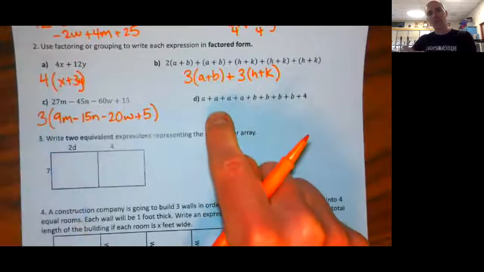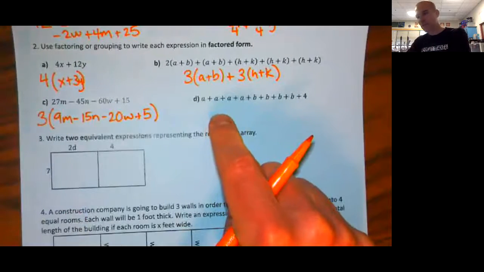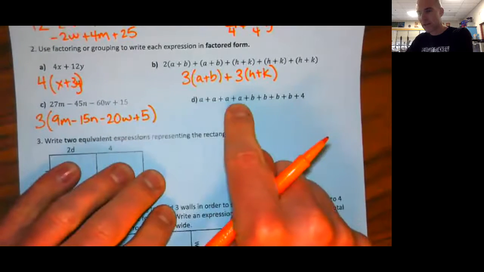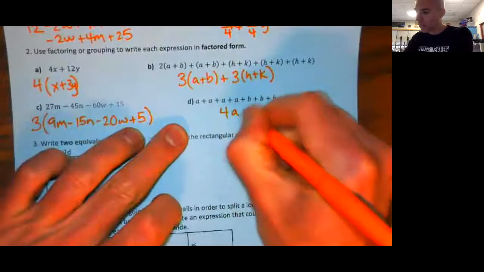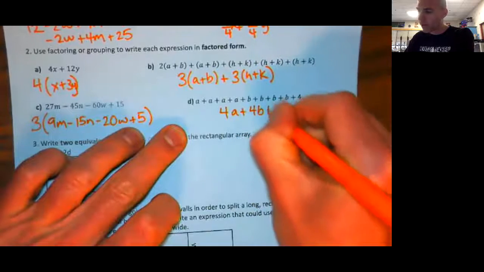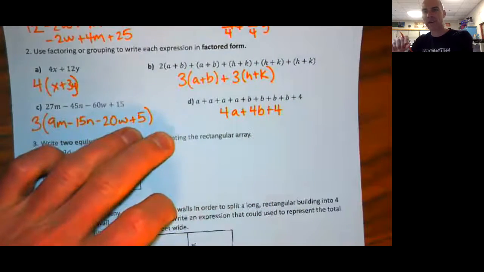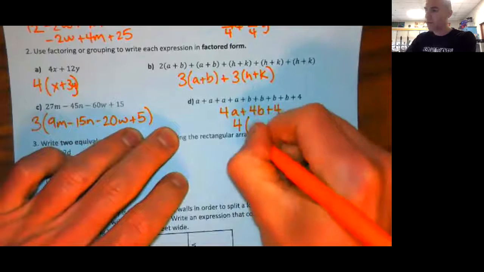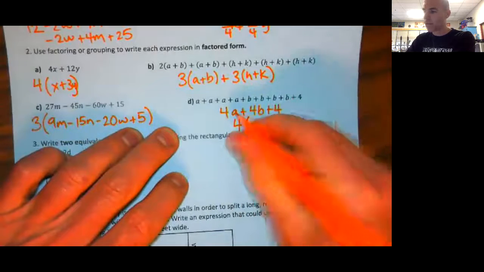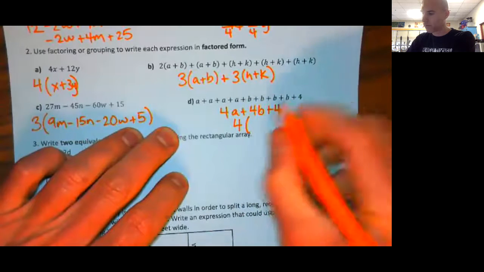Here, you kind of have to do 2 steps. Let's add up all the a's and b's first. So I have 4 a's and 4 b's and a 4. 4a plus 4b plus 4. Now I notice that there's a common factor of 4 in all of these terms, and I can write 4 times 1a, 1b, 1.